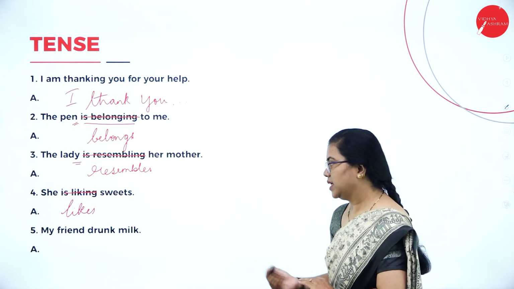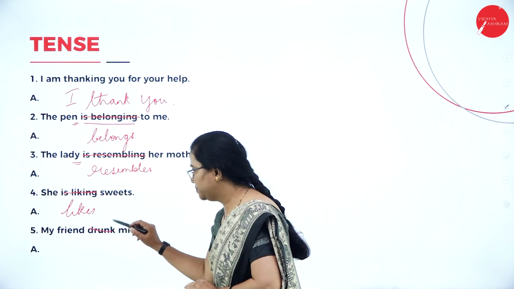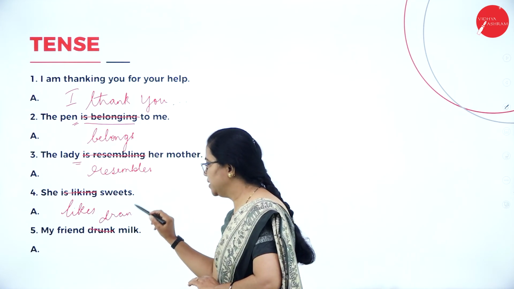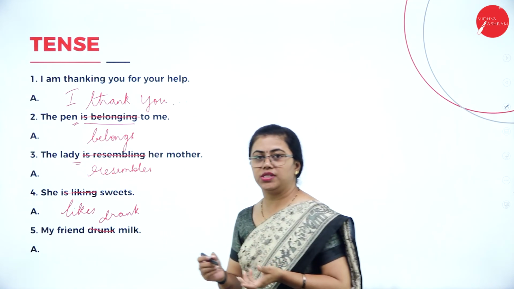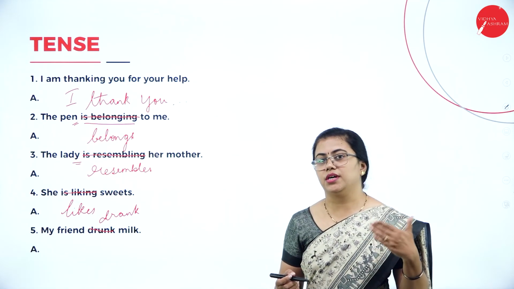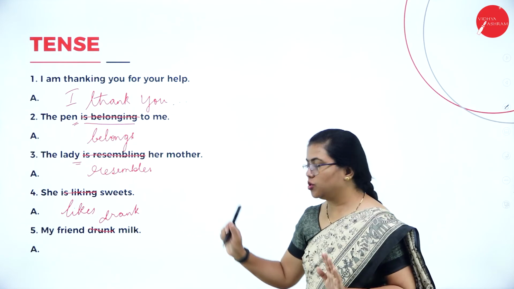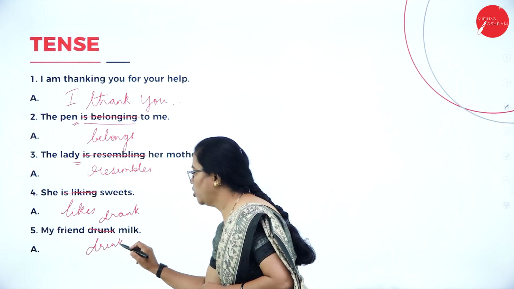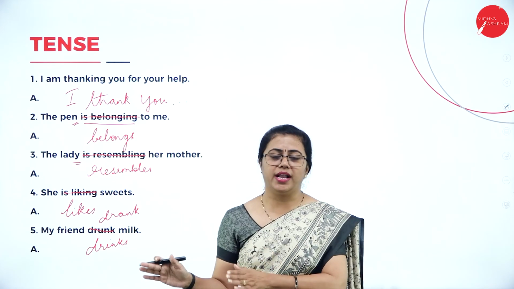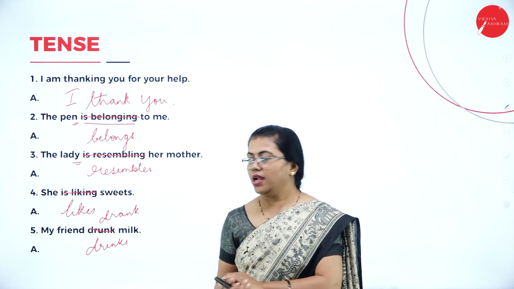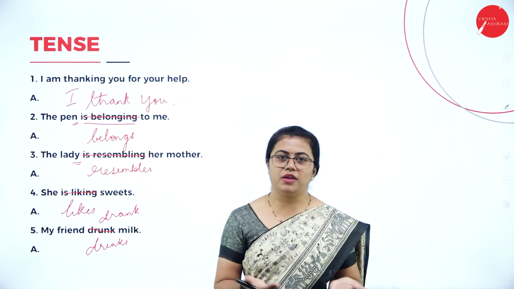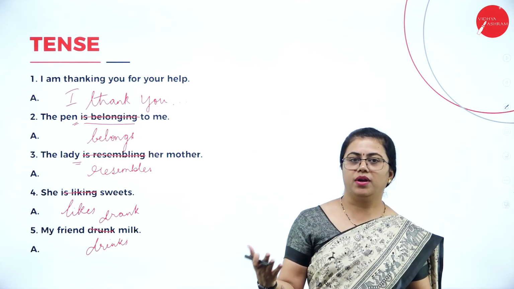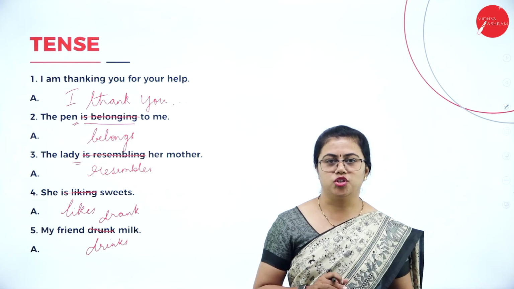So yes, it is drank. It is drank, but another way of using it. Since I am talking about the habits, drank is also correct, drinks is also correct. If I am talking about the habit of a person, my friend has a habit of drinking milk. Drank milk means maybe yesterday my friend drank milk. Yesterday one day he has drunk milk. So that is the actual meaning of it.